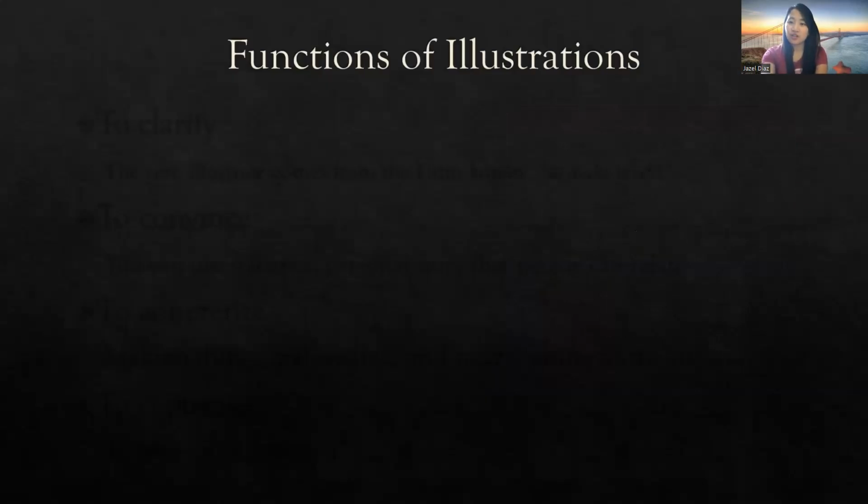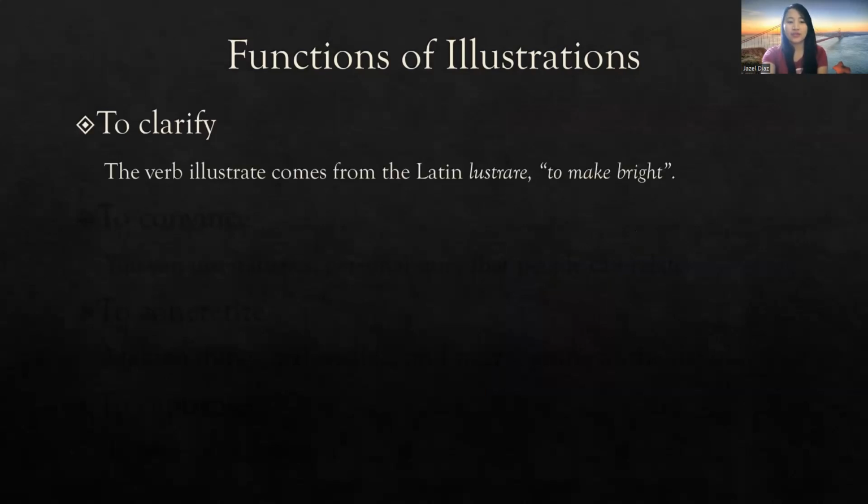So what are the functions of illustrations? Number one is to clarify. The verb illustrate comes from the Latin lustrare, which is to make bright. That's why we're using illustrations, because we want to clarify things, to brighten things up, to make it clear to them what we really mean.